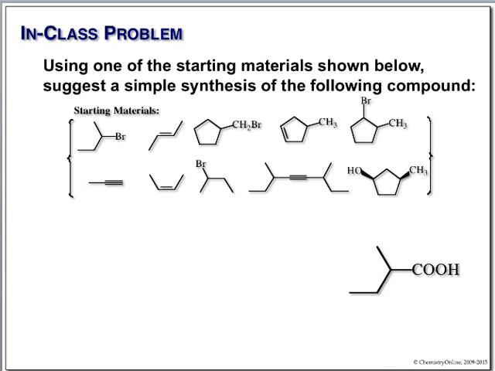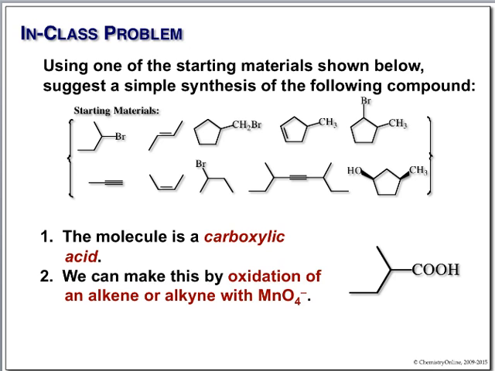Carboxylic acid. How many ways do we know to make carboxylic acid? We know 2. We can use permanganate on an alkene or permanganate on an alkyne. We have a 1, 2, 3, 4 carbon unit here. We're going to oxidize either an alkene or an alkyne with permanganate.